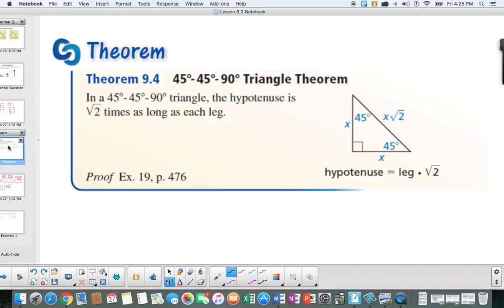All right, we're going to take a look at the 45, 45, 90 triangle theorem. It says that the two legs are going to be the same, and that the hypotenuse will be root 2 longer. Now, if you put root 2 in your calculator, it's about 1.414. So whatever you multiply by root 2, you're going to make it longer, which makes sense because the hypotenuse should be longer. But why is it root 2? Let's take a look at why it's root 2 and not something else.